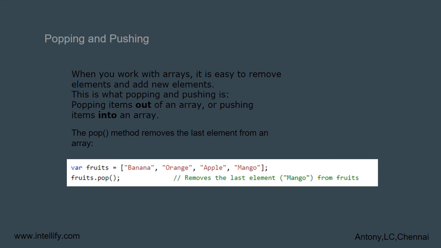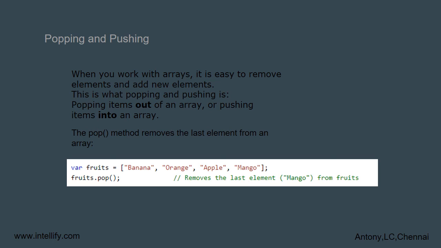Popping an item out of an array or pushing items into an array is done using the push and pop methods. See here, variable fruits is equal to banana, orange, apple and mango. fruits.pop removes the element that was added latest to the array. The last element added to fruits is mango, so mango will be deleted from the fruits. So this is where the pop method is used. The push method is used to insert an element into the array.